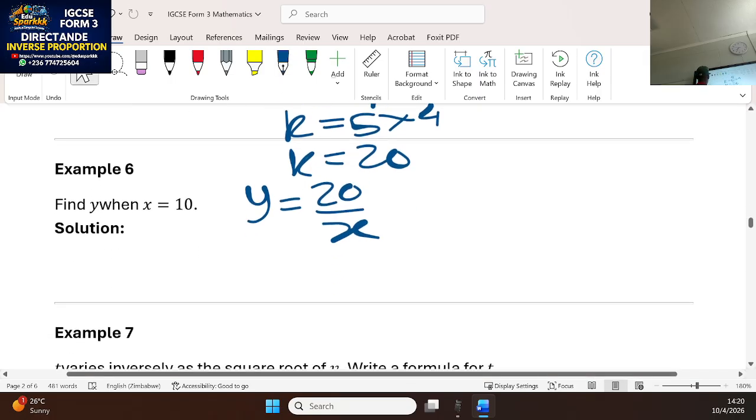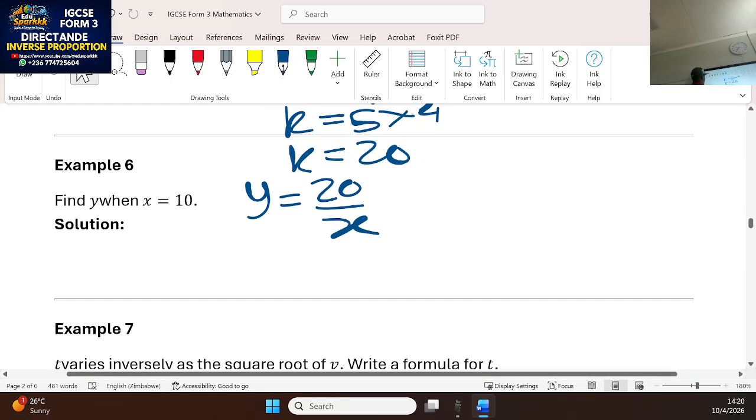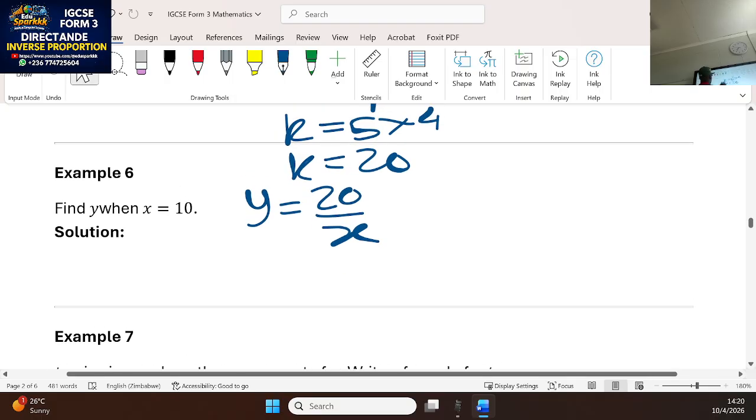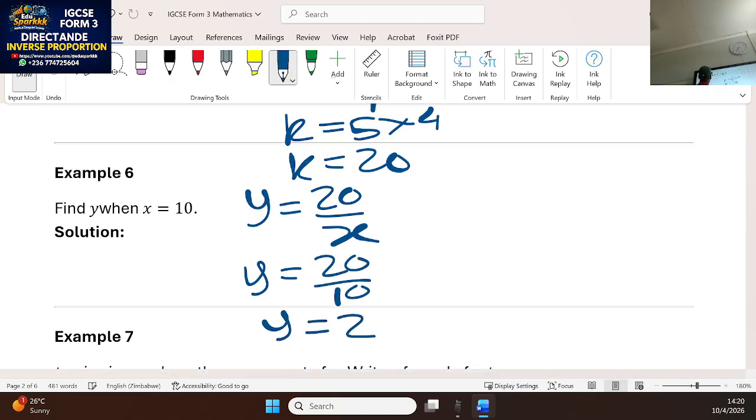Then what are they saying in example 6? Find y when x is 10. So we are now interested in y when x is 10. So it's 20 over 10. Therefore, our y will be 2.